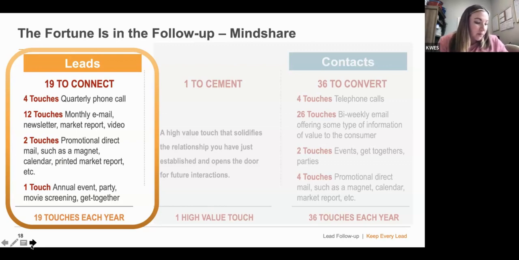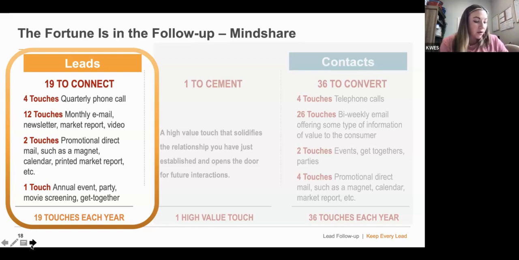When do you think a lead should be added to your 19-to-Connect touch campaign? Kind of already told you. Farming, open house, internet leads, that's all 19-to-Connect. A lead should be added to your touch campaign immediately.